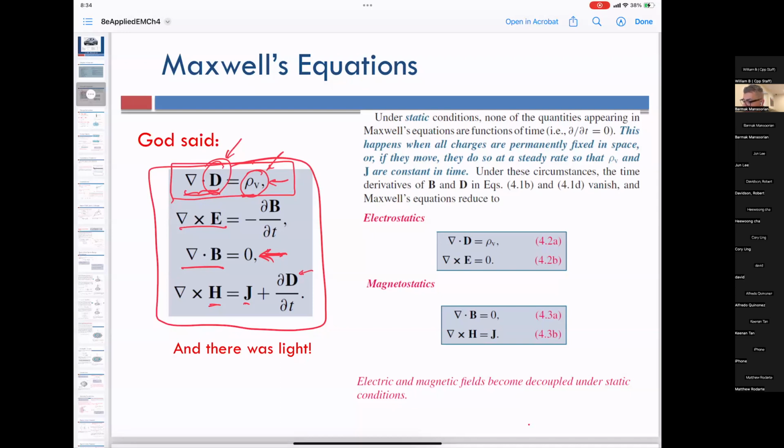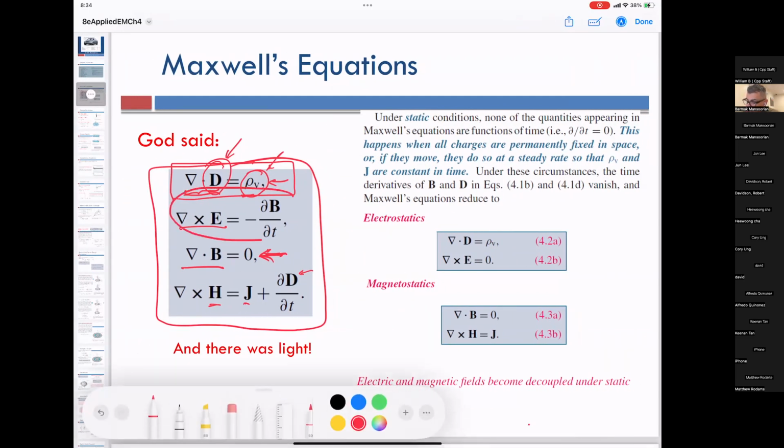That means that the curl of E, it says that this curl of E value is just equal to zero, because dB/dt is going to be zero. And this curl of H is also going to just equal the current density J. And again, we'll define current density in a little bit, because the derivative of the electric flux with respect to time is equal to zero. Nothing changes with the divergence of D or B.